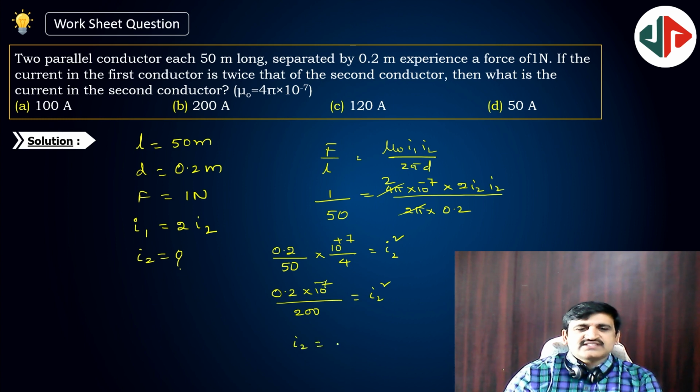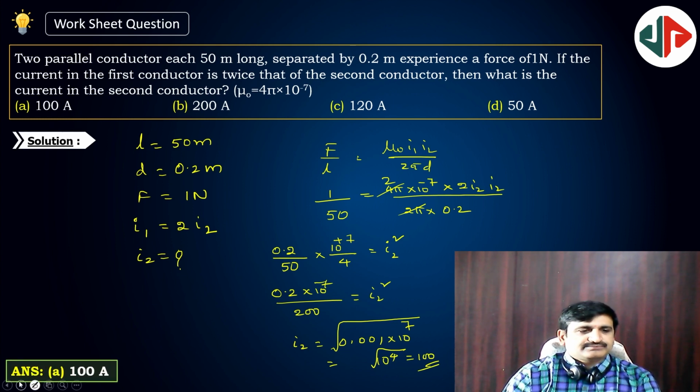So I2 is equal to 0.001, because 2 and 2 will go, 0.1 by 100, this one into 10 to the power of 7 under root. So that is equal to 10 to the power of 4 under root. That is equal to 100.